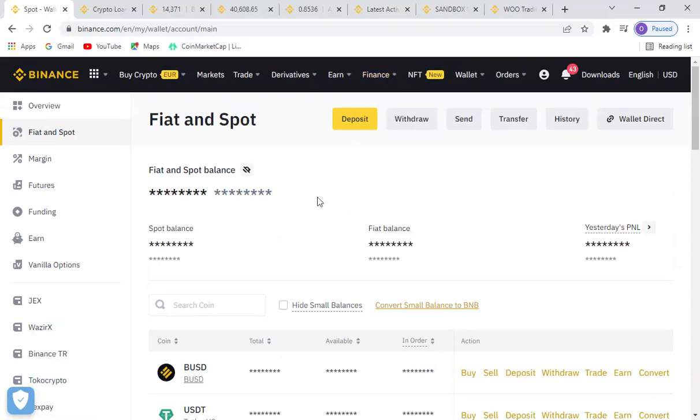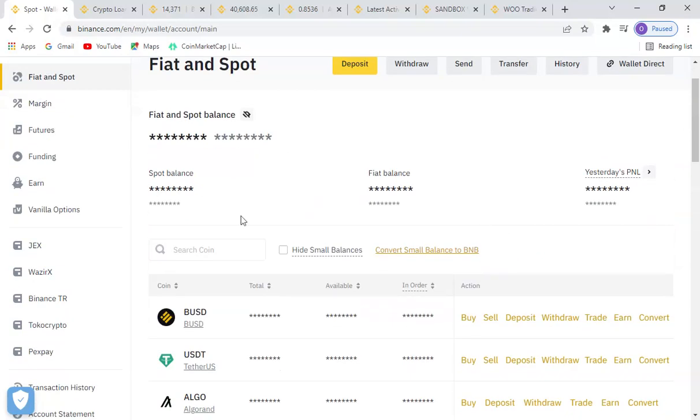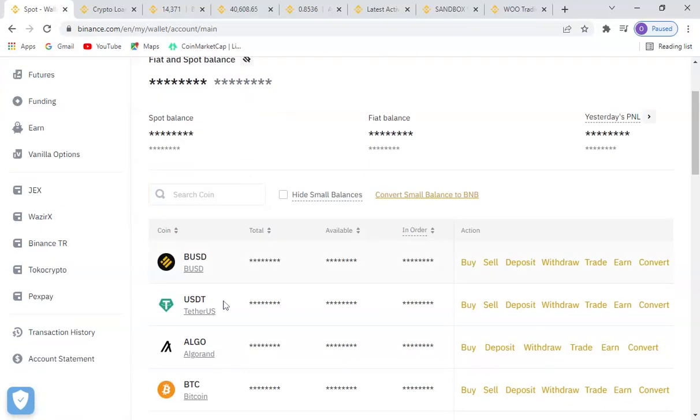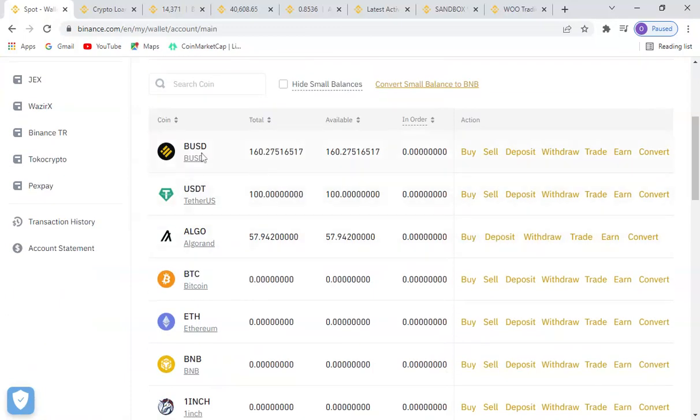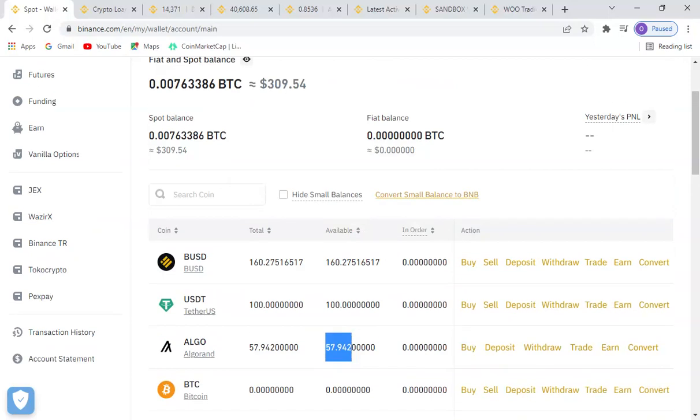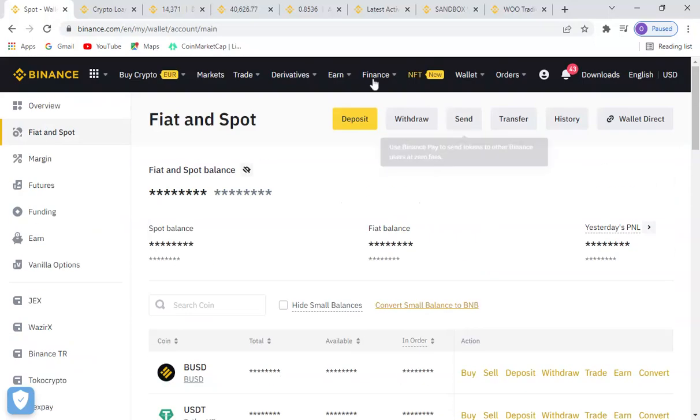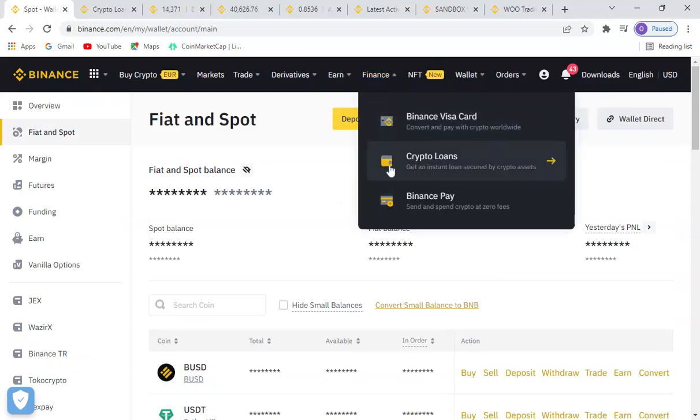Once you have an account on Binance, you want to make sure your account is funded. For this tutorial, we funded our account with some amounts of BUSD, USDT, and some Argo tokens. You can see the amount that we have here in this account. We have about $160 worth of BUSD and also $100 worth of USDT and about 57.942 Argo tokens in our account. We're now going to show you how to go about the Binance Crypto Loans in particular.